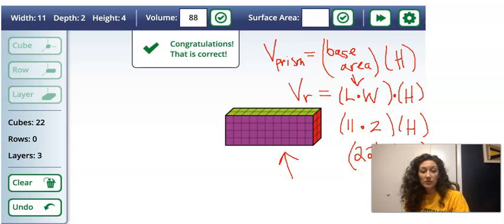So 22 times 4 gives us our volume of 88, and I have to put units since it doesn't say if it's centimeters or meters. I just have to put units cubed. And that's our final answer. So I hope that this picture helped you to understand a little bit better what I'm talking about when we're using the volume formula.